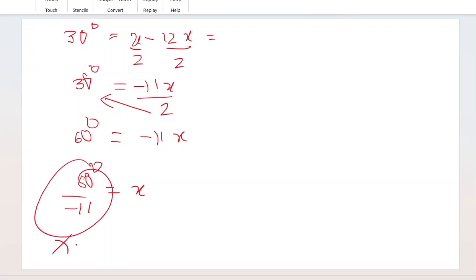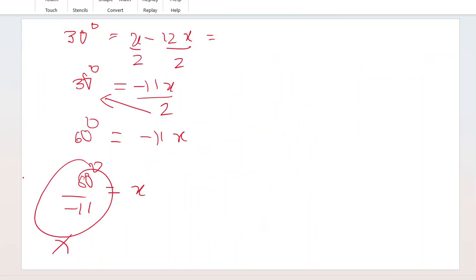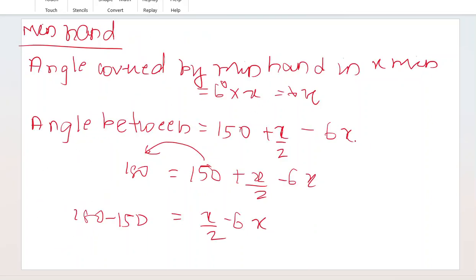When we get a negative answer, we cannot accept such a negative answer. Therefore, what we have to do is change the way we subtract. In the subtraction, what we did was 150 plus x by 2 minus 6x. Now we have to bring 6x in front and do 150 plus x by 2 behind, because we were not sure who is larger. So when we get a negative answer, we have to change the order of subtraction. I'll show you over here, everything will happen in a different way.